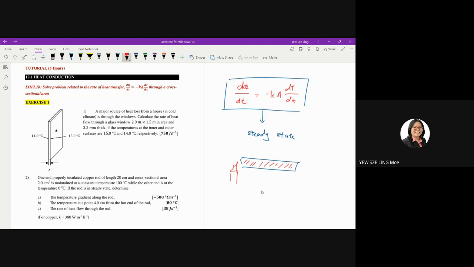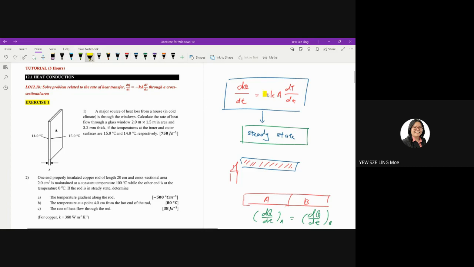If you have two joined rods, let's say rod A and rod B, you join them together and put an insulator around them. When the rods are in steady state, what can we say? Well, dQ over dt in rod A equals dQ over dt in rod B. Both of them have the same rate of heat transfer when they are in steady state. Most of the time, the questions will tell you something has reached steady state, and then ask you to calculate the final temperature, the initial temperature, the hot end, the cold end, and so on.